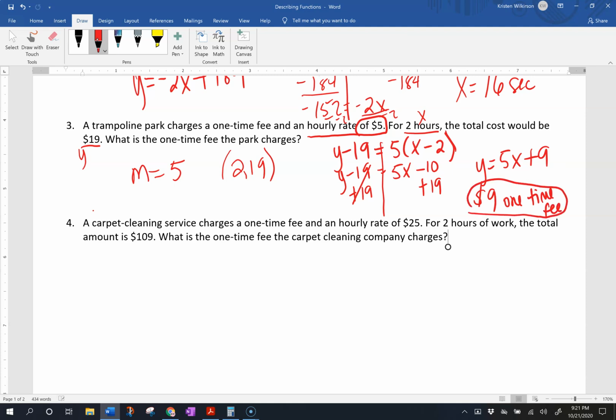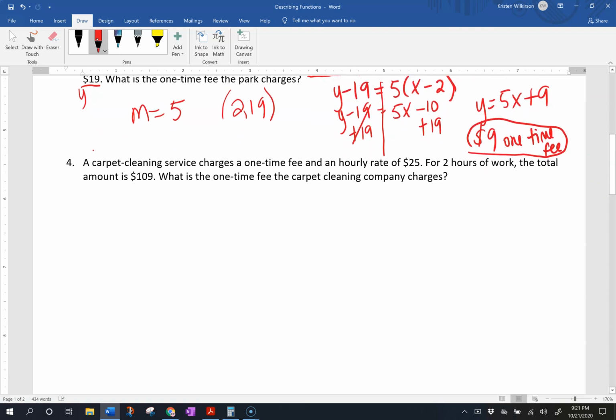Okay, so if you're given a point and you're given a slope, then you have to use point slope form, and most likely you've got to solve it for y.